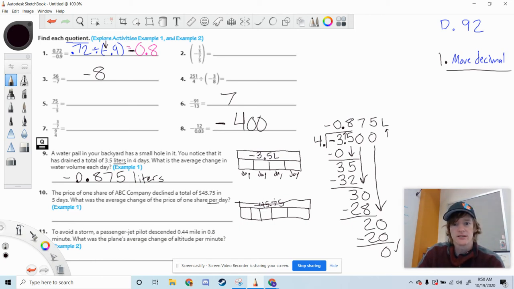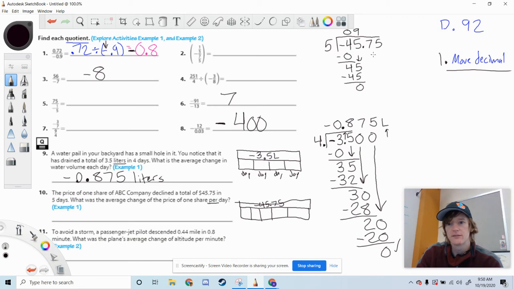So we need to take this number and divide it into 5 groups. So we're going to have negative 45.75 divided by 5 groups. 5's in 4, and that's nothing. Nothing, subtract 4, bring down my 5. 5's in 45. Well, I know 5 times 9 is 45.